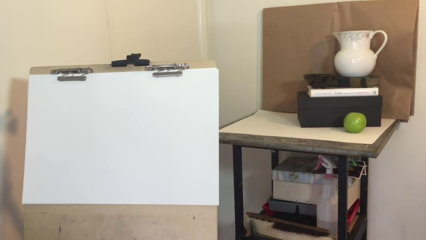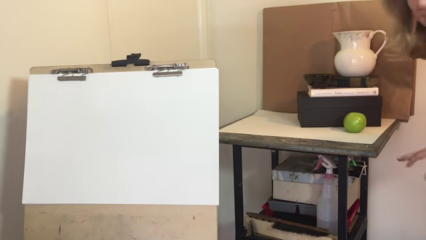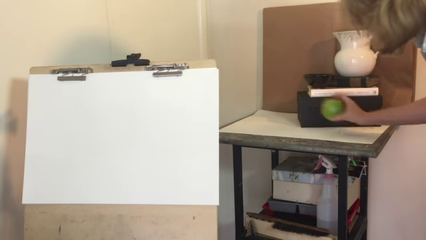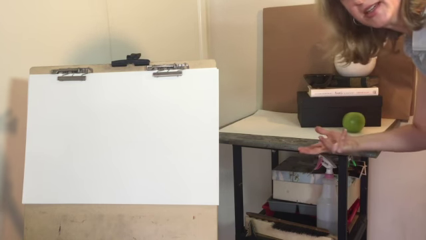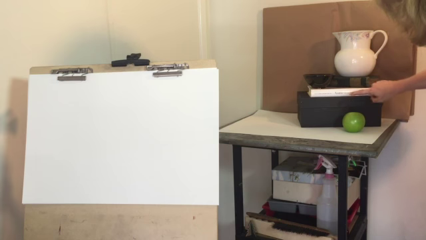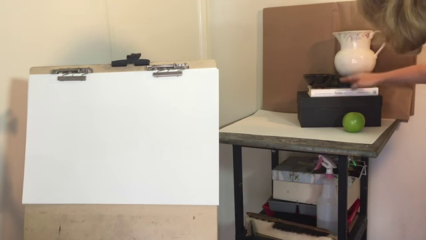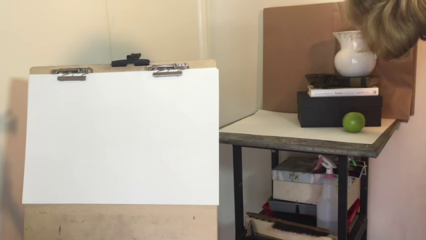You want to have at least 5 to 10 objects, and you want to think about simple forms and different values in your objects. So I have selected an apple. It is a still life, so it's good to have something that is organic, fruit, vegetable, plant. I have selected a dark box, a white book, another darker book, a dark little bowl, a lighter pitcher. I put brown paper behind so I could have different values, so lights, darks, and middle values.